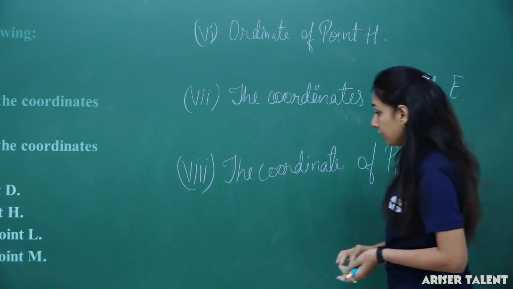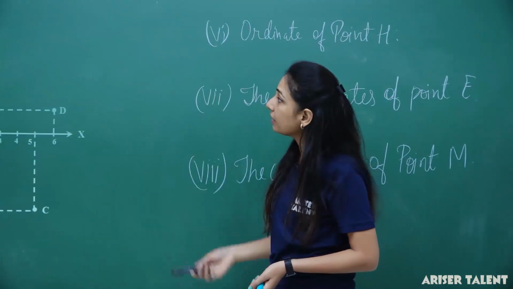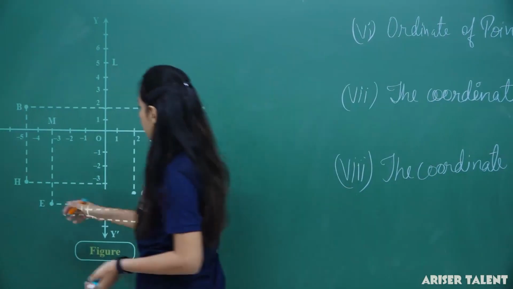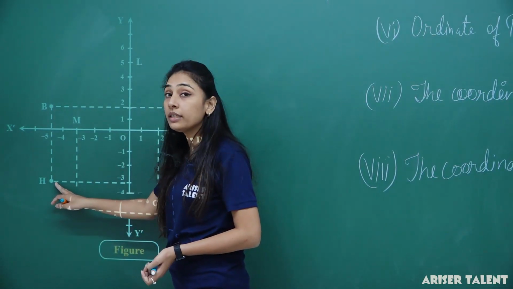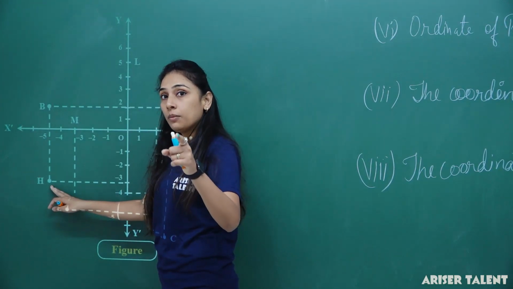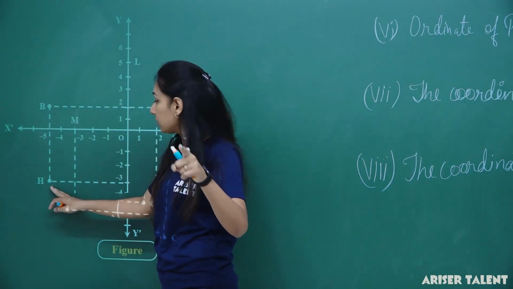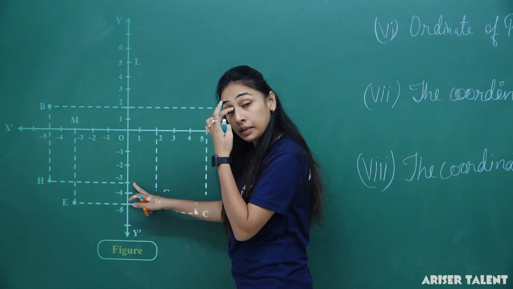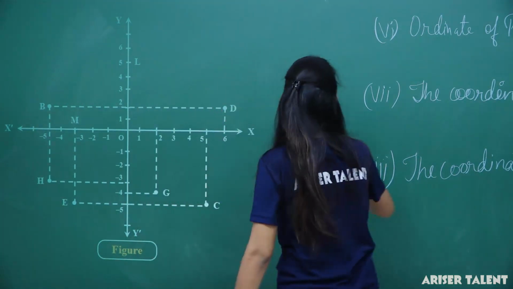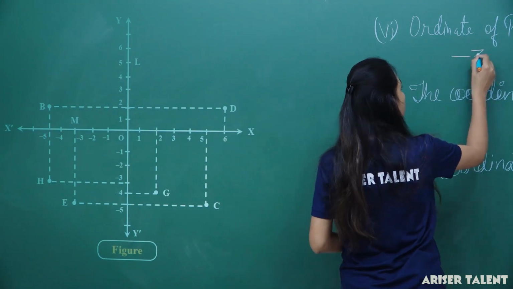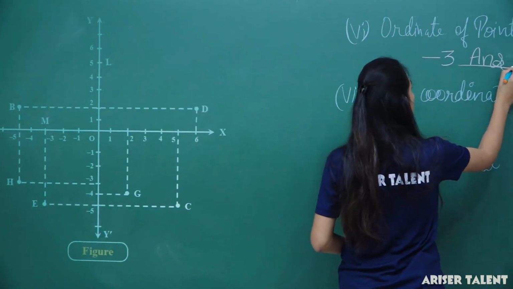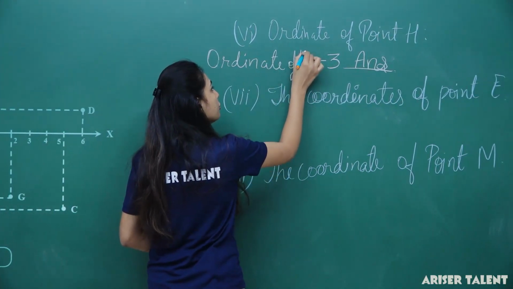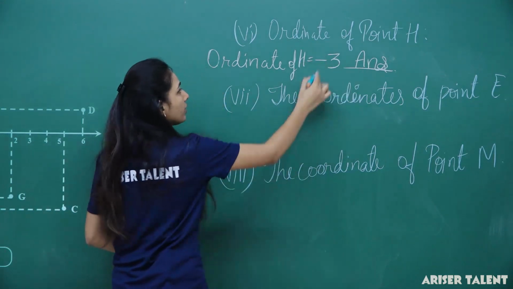Now, again with the diagram, this figure is telling us the ordinate of point H. H is here. Now ordinate, how will you write the ordinate? Ordinate is simply the location of the point on the y-axis. This is here and the y-axis is here, minus 3. So simply it has its ordinate as minus 3. So we'll write: ordinate of H equals minus 3.